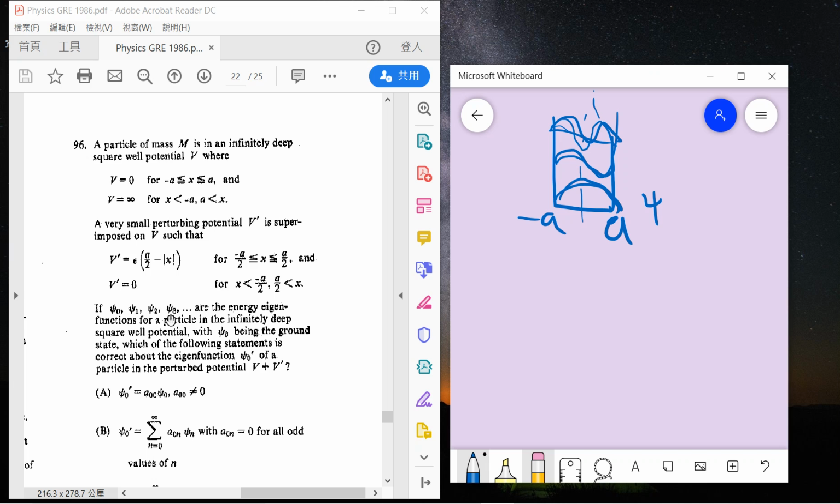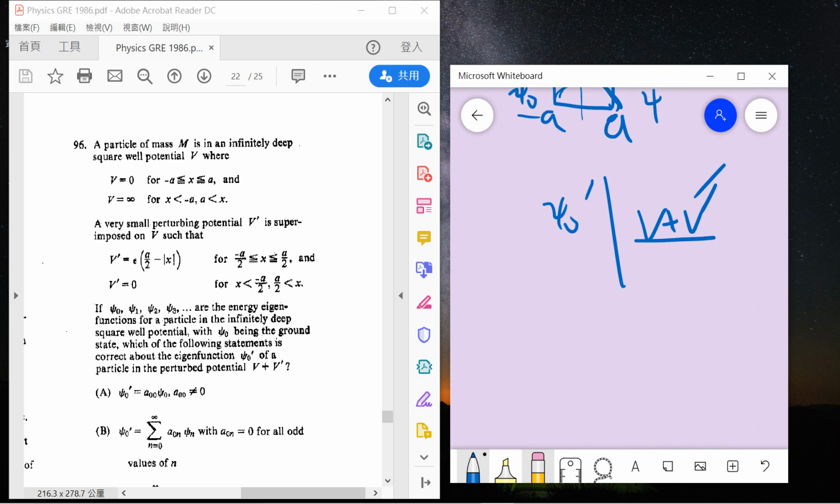Some even function. So he said that the phi 0, phi 1 have the energy levels of a particle in the infinite deep well. So this is phi 0, phi 1, phi 2. So phi 0, phi 2 are even. Phi 1 and phi 3 are odd. Okay. And it asks about the eigenstates, the phi 0 prime in the perturbation V plus V prime. Okay, so ground state.